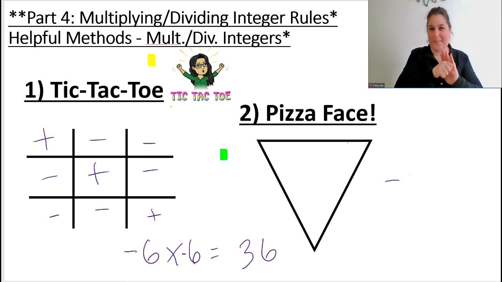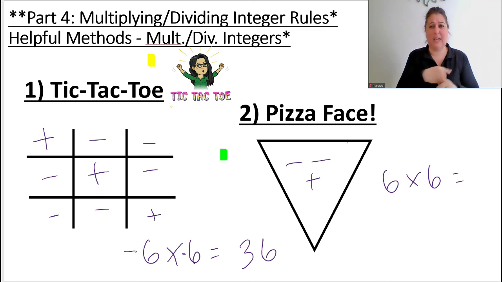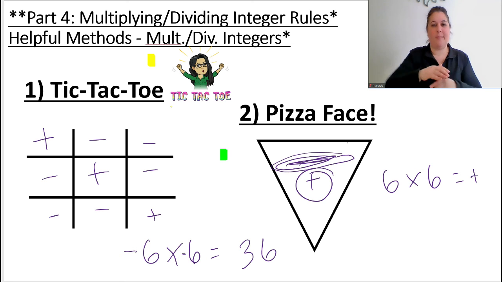Well, what if I had negative 6 times negative 6? That's a negative times a negative. Wait, I don't see a positive times a positive. I don't see two positives in there. It's okay, but you see two negatives. They're the same sign. Put your finger over it. What are you left with? Positive. So that will get you your positive 36.